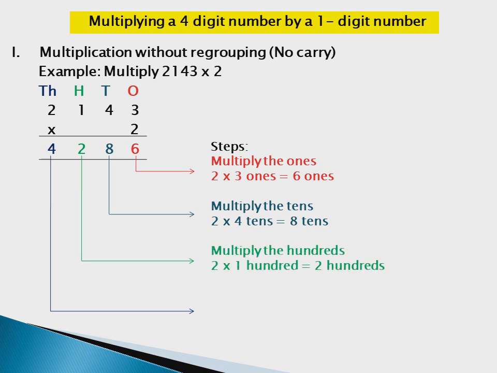Step 3. Multiply the hundreds. 2 times 1 hundred is equal to 2 hundreds. Write 2 below the hundreds place. Step 4. Multiply the thousands. 2 times 2000 is equal to 4000. Write 4 below the thousands place. Here now the answer is 4286.